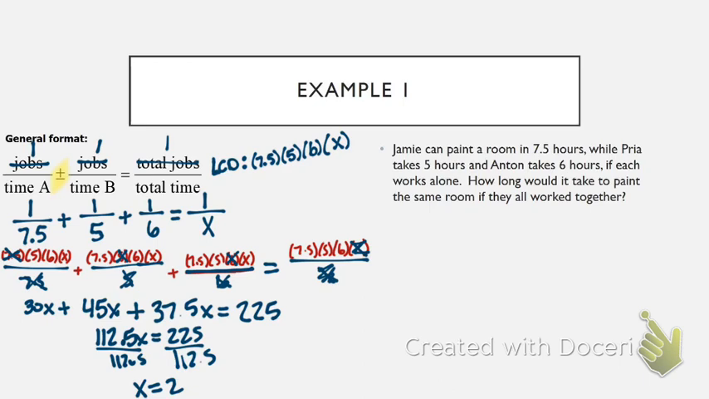And remember, don't get lost in all the algebra. So x equals 2. If we go back to the original, we were solving for the total time that it takes these three people to finish a room. So it takes them 2 hours to finish.